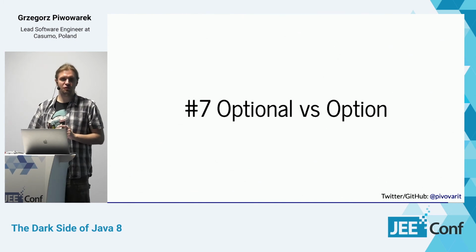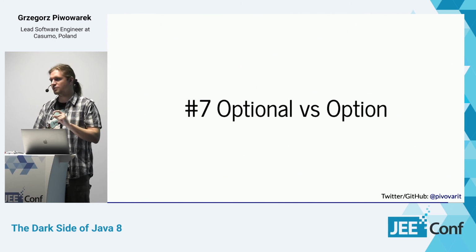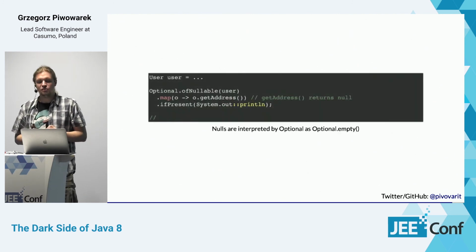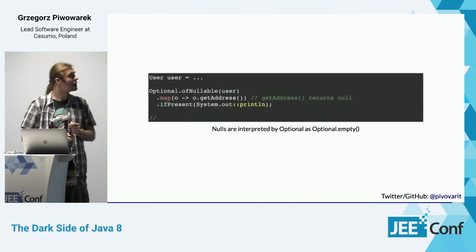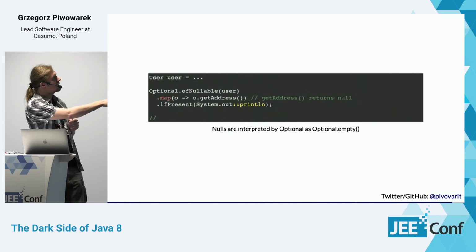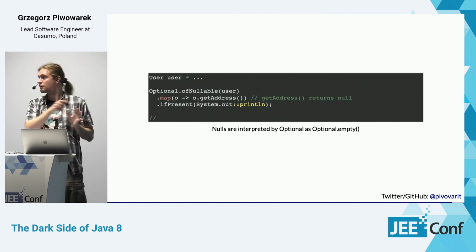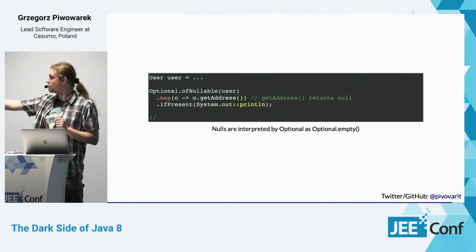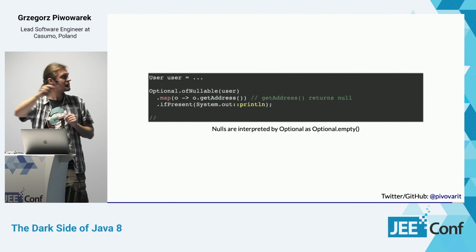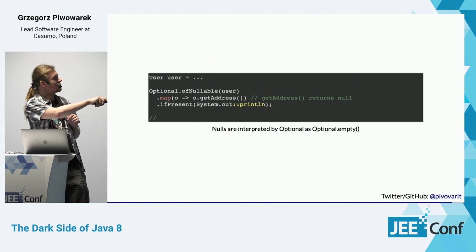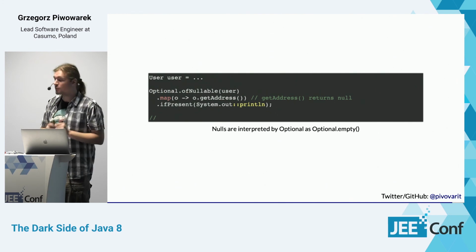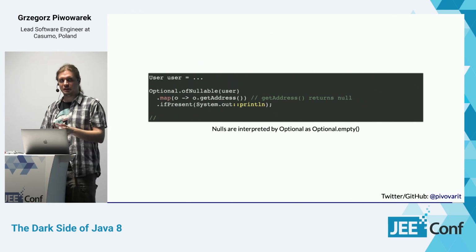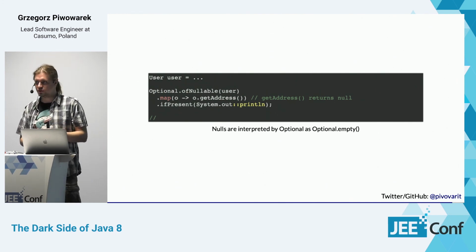And there is one difference, one very important thing that you need to remember that differentiates it from the rest of the world. It's the way it handles nulls. Imagine a very simple scenario. You take a user, you use a map method, take its address, and then print it out if it's present. The problem is that the Java version of option interprets nulls as, well, empty optionals.